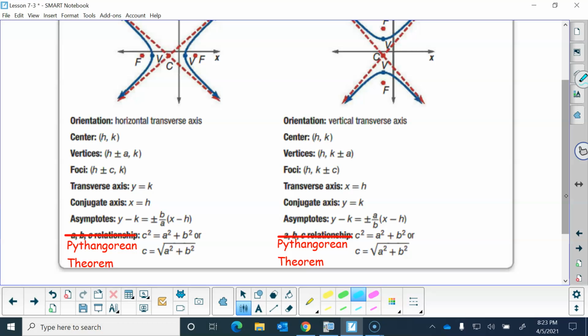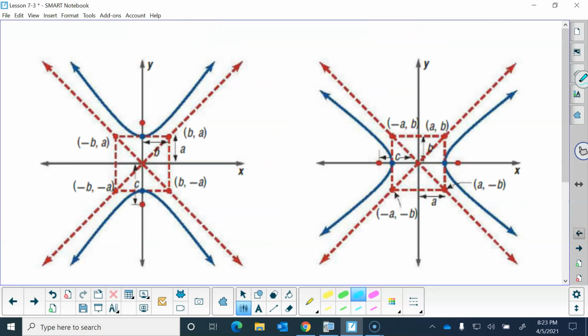So what that tells us is that with these hyperbolas, the longest value is going to be the c value. This is different than it was with ellipses in lesson 7.2. With ellipses, the a value is always larger than b and c. But with hyperbolas, c is always larger than both a and b.